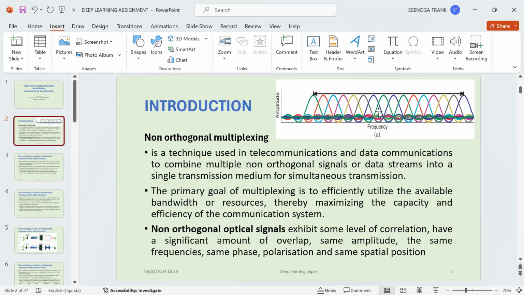Now, non-orthogonal optical signals have characteristics, and these characteristics are they have the same amplitude, the same frequency, and thus the same polarization and the same phase. So we shall see that these play a role in the orthogonal optical multiplexing. There are parameters that are used as far as the optical multiplexing is concerned.